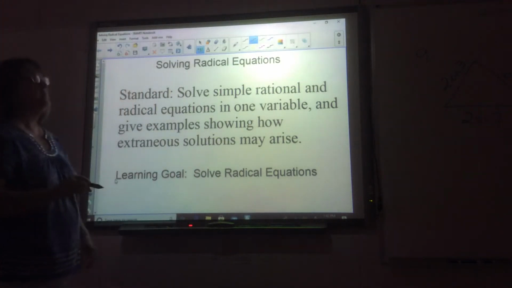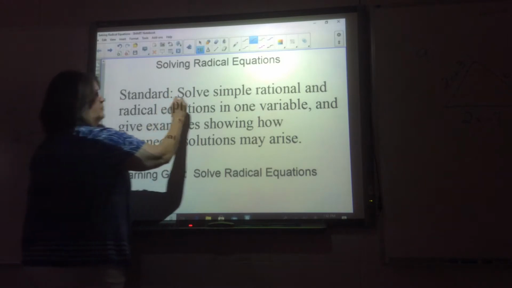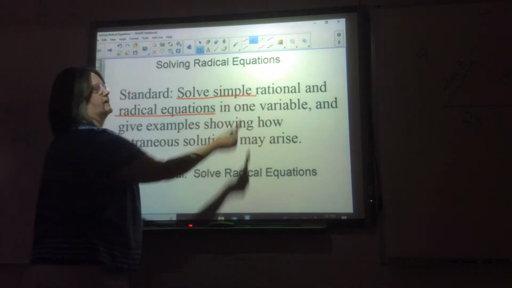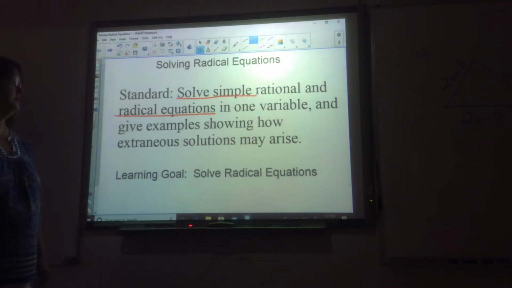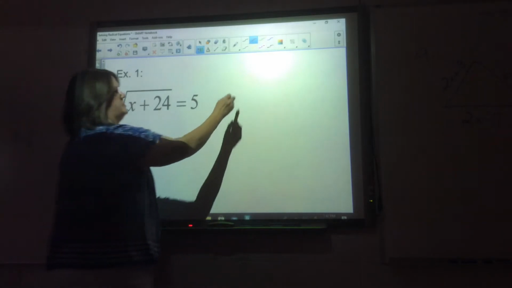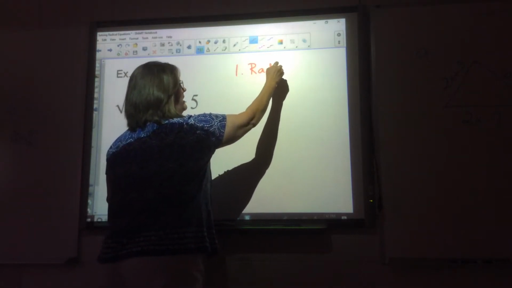Okay, the standard says to solve simple, rational, and radical equations in one variable. That's the part we're going to be concentrating on. We're going to be solving simple, radical equations. We will solve rational equations in a few more units. Okay, first thing you want to do is you want your radical to be on one side of the equation.